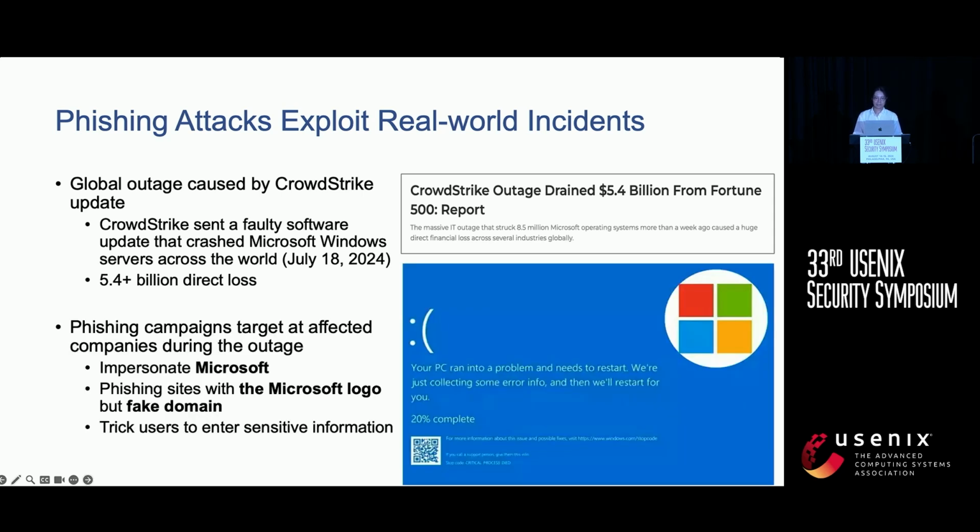Phishing campaigns target affected users during the outage by sending out phishing web pages. Here is an example of such a phishing website that impersonates Microsoft with this Microsoft logo, but it comes with a fake domain. Attackers may trick users into opening this website and entering sensitive information.